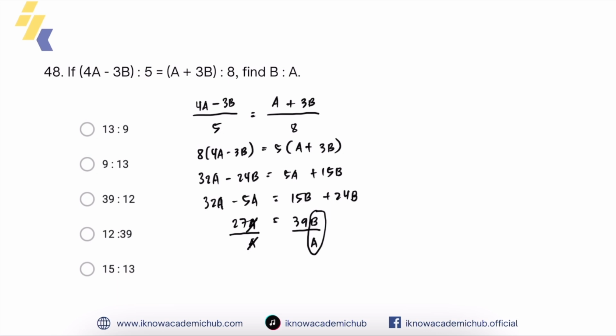So we also divide both sides by 39 so that we can cancel 39 on the right side, and we have b over a is equal to 27 over 39. And we divide by 3 over 3. 27 divided by 3 is 9. 39 divided by 3 is 13. So b is to a is equal to 9 is to 13. That's the correct answer.